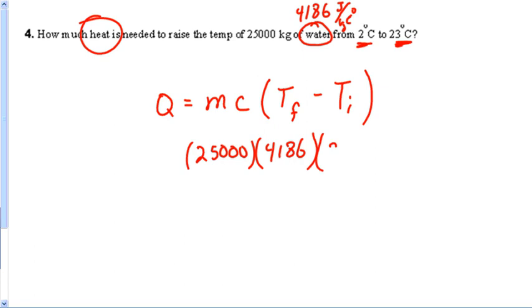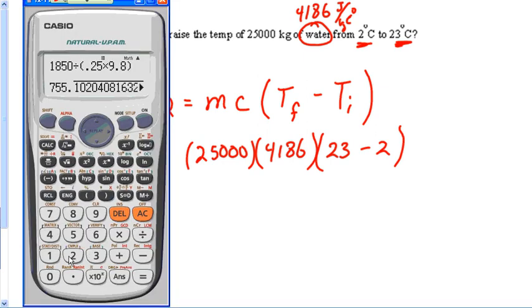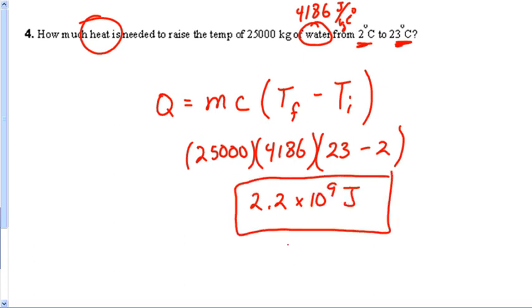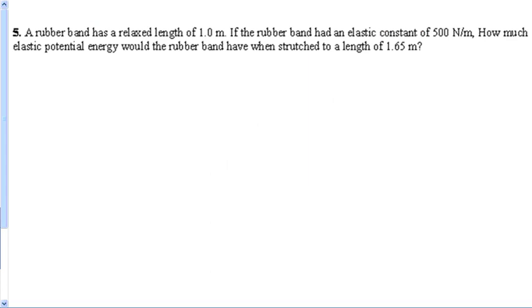4186 times 23 minus 2, temperature final minus temperature initial. And this is going to be a huge answer. So 25,000 times 4186 times 23 minus 2 is 21. So the answer is, I'm going to write in scientific notation, 2.2 times 10 to the 9 joules. Or if you know your prefix, it's 2.2 gigajoules. Whoa, whoa, whoa. All right, next one, number five.